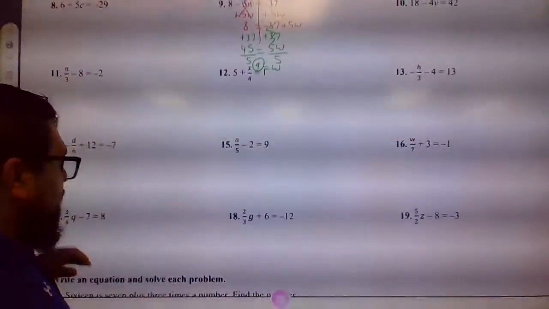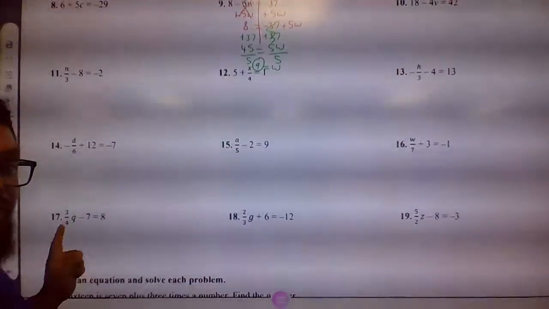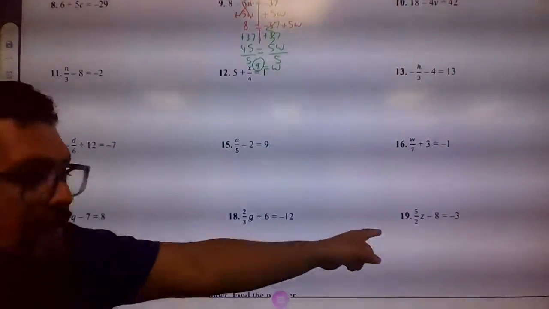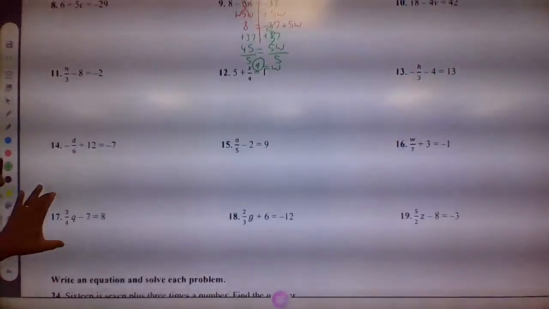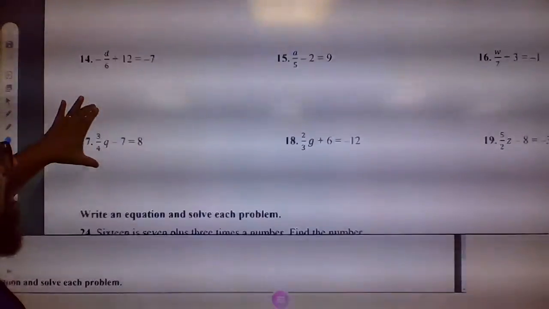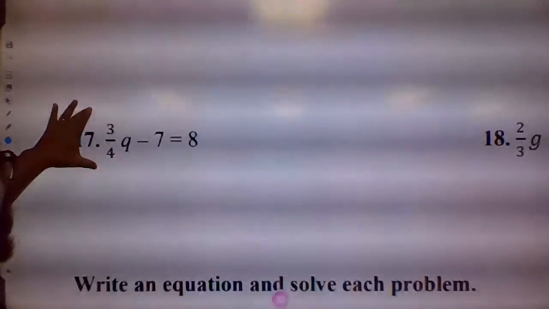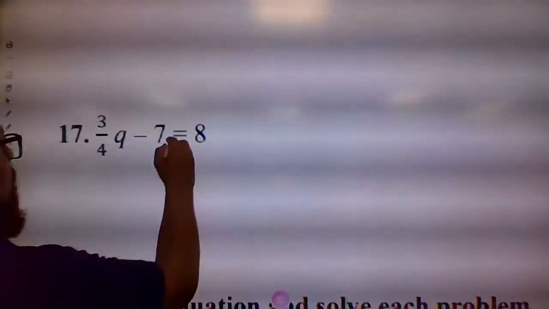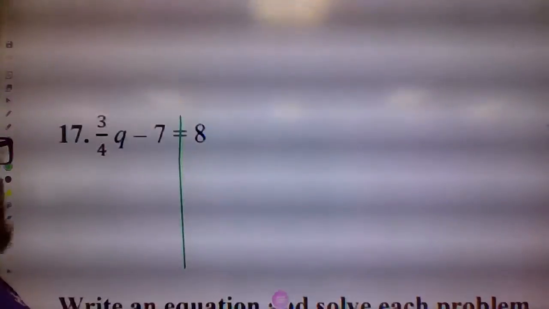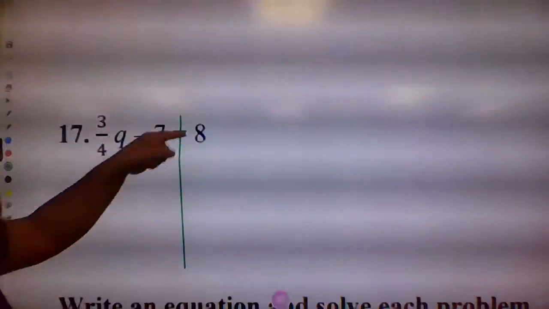All right. So now let me go ahead and show you how to do number 17 because you're going to do 17, 18, and 19. So let me show you how to do 17, and that's how you're going to do 18 and 19. Okay? Let's go ahead and do this one. Okay, so we have our line. All right. Now, you can rewrite this.